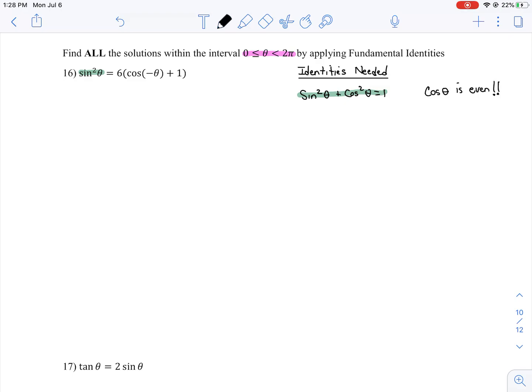So over here to the right, I am going to solve sine squared and see what we get. So sine squared is equal to 1 minus cosine squared theta. So what I can do is replace sine squared theta with 1 minus cosine squared, and you'll have an equivalent equation.